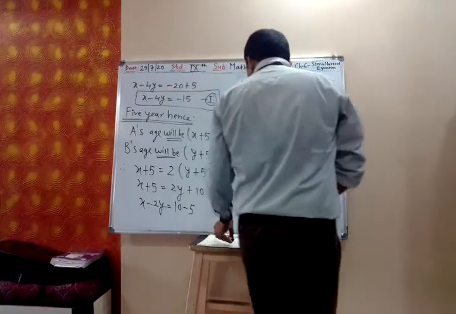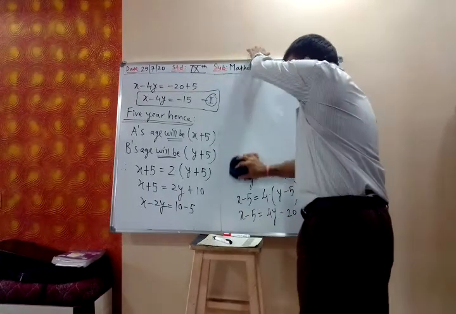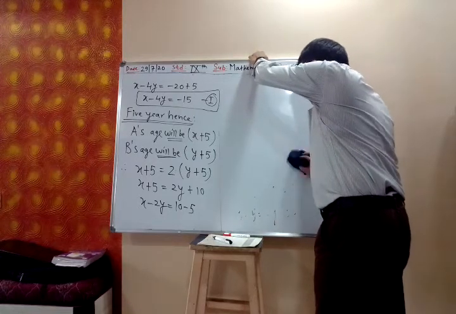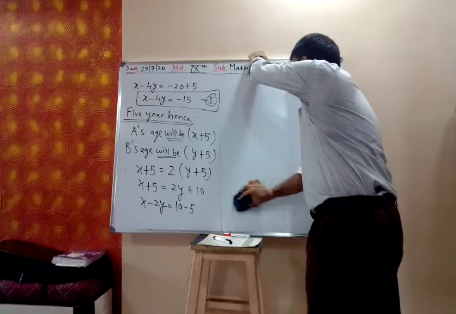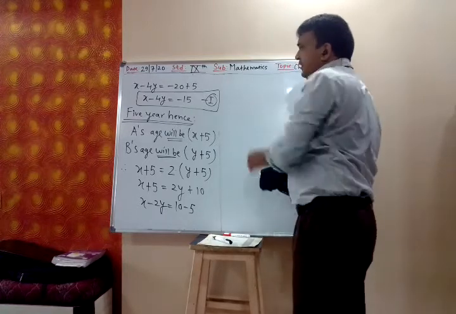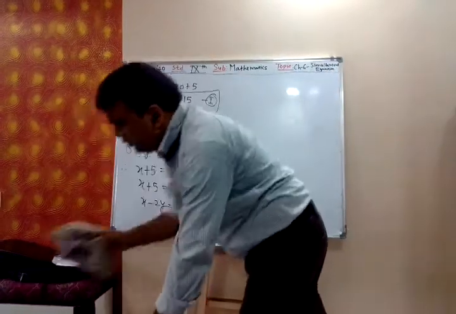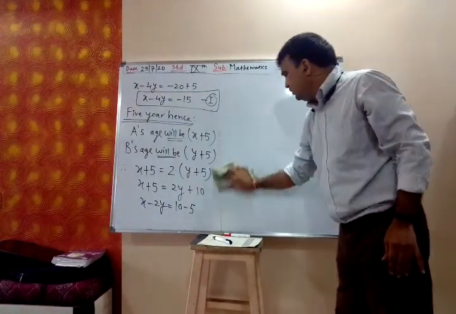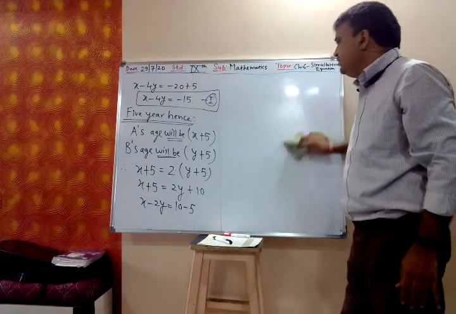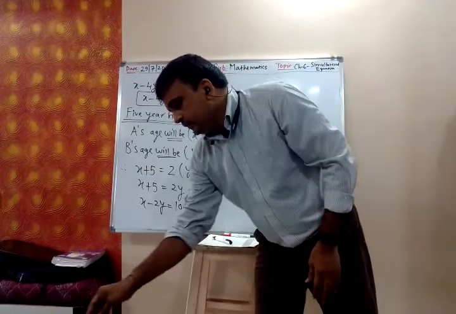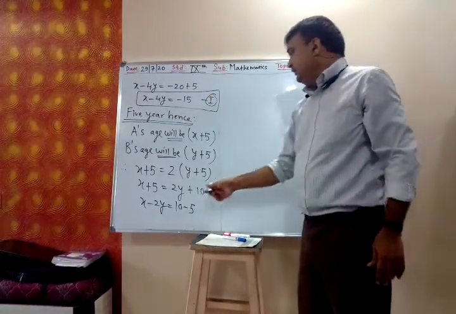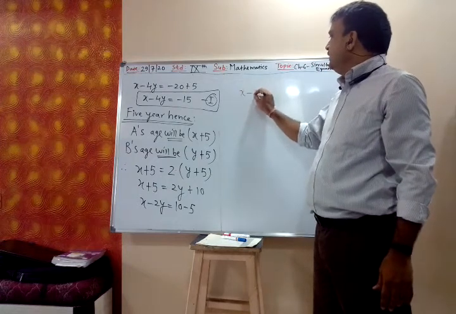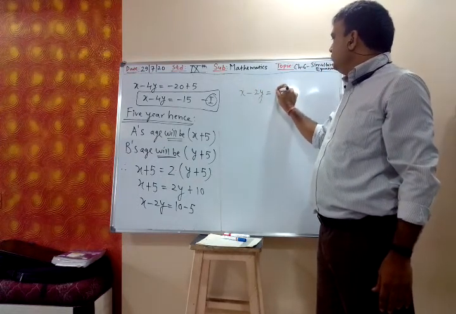Understood? A's age, what is A's age? x plus 5, no? Then what is A's age? x plus 5. That will be twice, that is twice the age of B. Twice means 2 times. 2 into the age of B is y plus 5. So x minus 2y is equal to 10 minus 5.